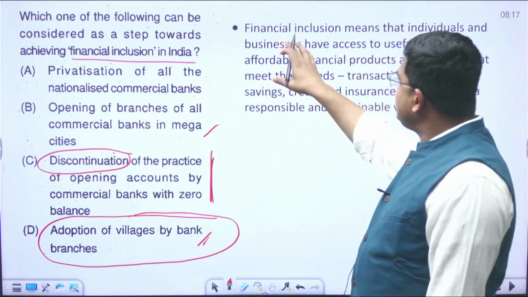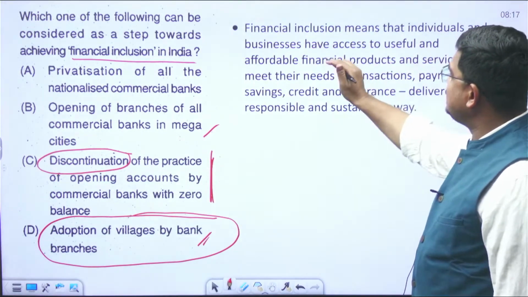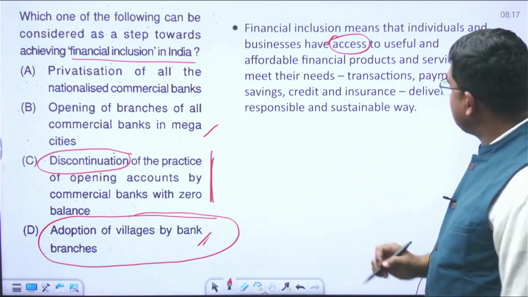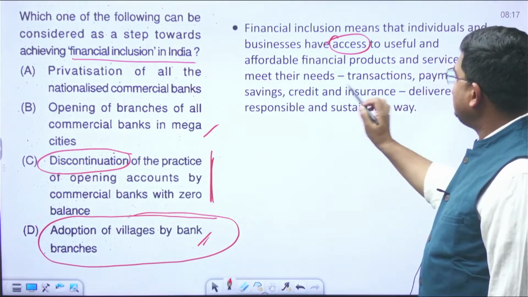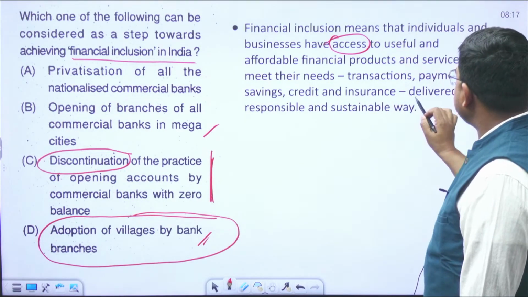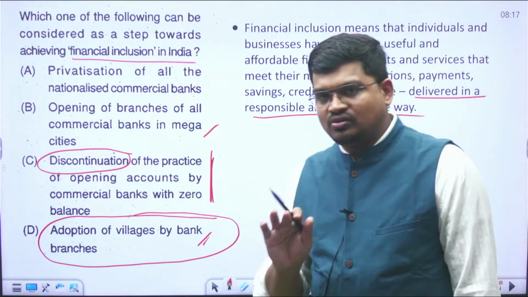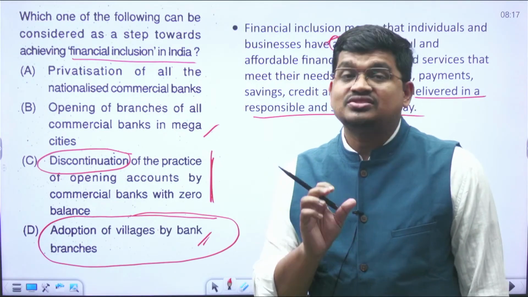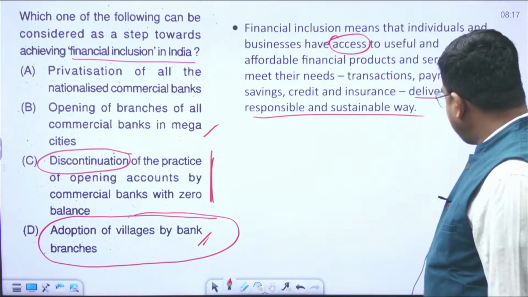Okay. So if you see the definition, financial inclusion means that individuals and businesses have access to useful and affordable financial products and services that meet their needs: transactions, payment, saving, credit, insurance, delivered in a responsible and sustainable way. Financial inclusion means that every individual should get the benefit of these financial services or banking services, and it is a part of inclusive growth.